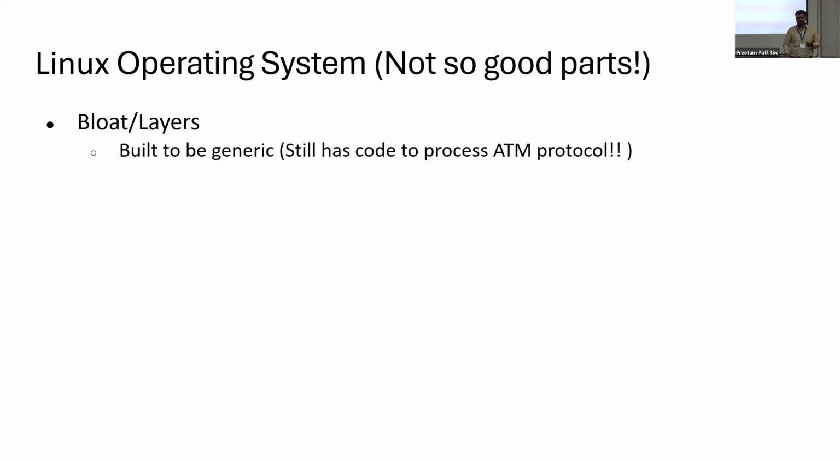If you look at the Linux operating system, there are lots and lots of things that are good with the Linux kernel, but what are some of the things that are not so good? First, the kernel has been developed over so many years, it's a big monolith. There is too much bloat of source code in the Linux kernel. Too many layers have been built up, and it is a very generic design to incorporate everything and anything that people want to contribute. For example, Linux still has code which can process the ATM protocol, which is not needed. It's from ages in the past.